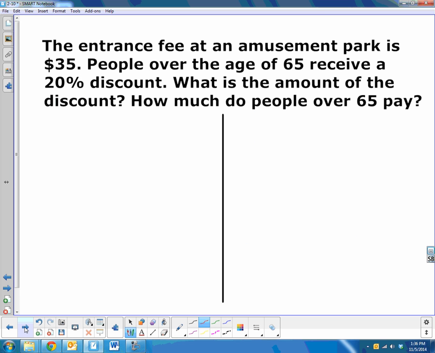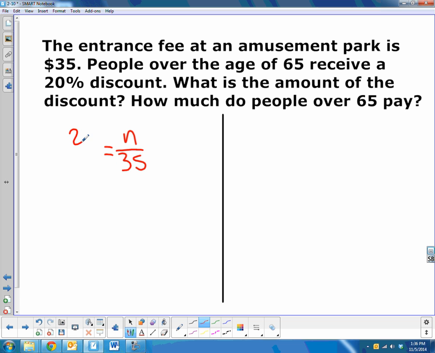Okay, so here's an example. An entrance fee at an amusement park is $35. People over the age of 65 receive a 20% discount. What's the amount of the discount? So the fee is $35, so that's the original cost. We don't know how much they're getting a discount for, but we do know that it gets 20%.